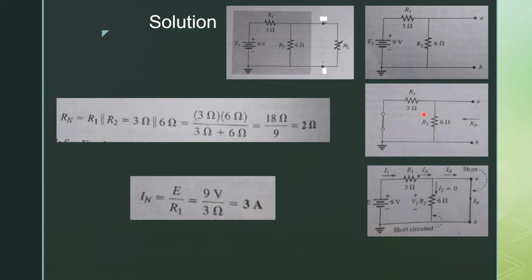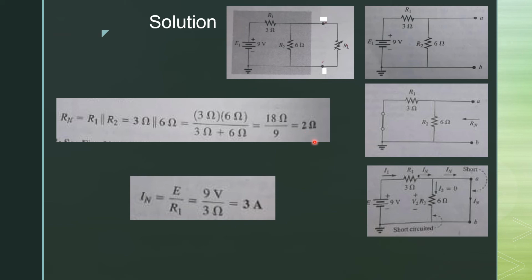Now you will see that R1 and R2 are in parallel combination, so Rn is equal to R1 parallel to R2. When we put the values of R1 and R2 in the relation, we get the value of Norton resistance, which is equal to 2 ohms.